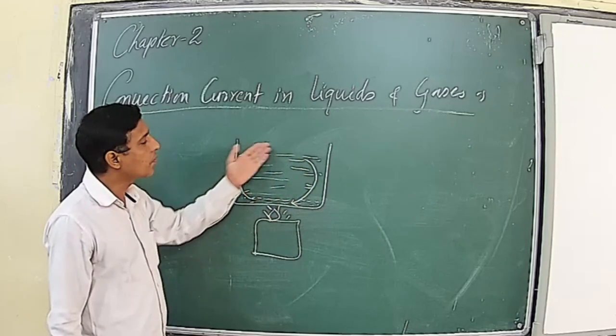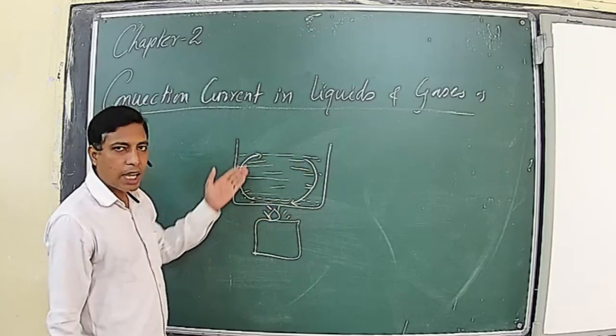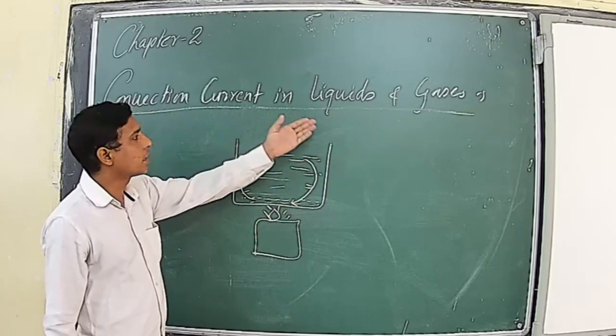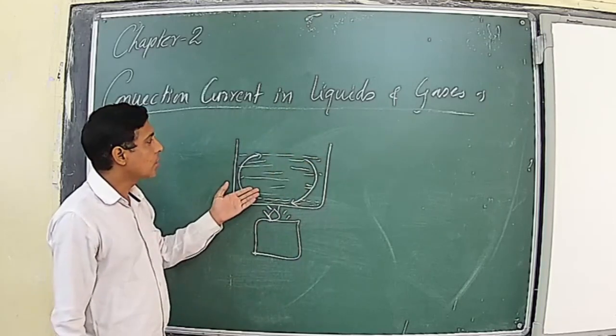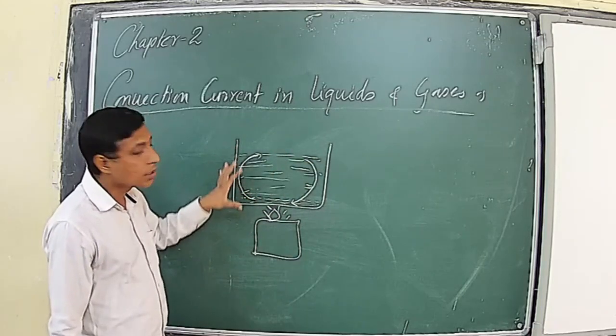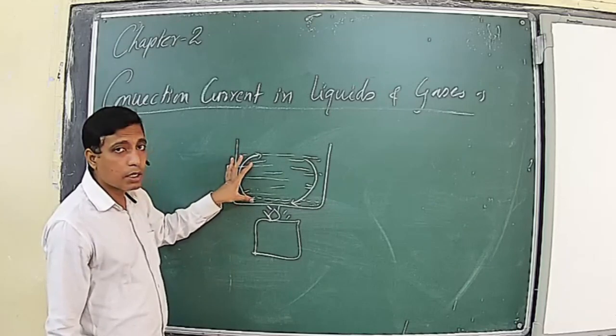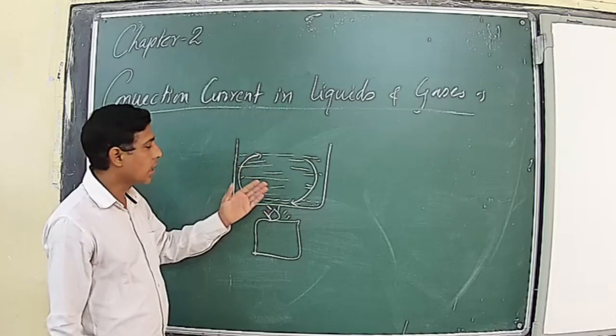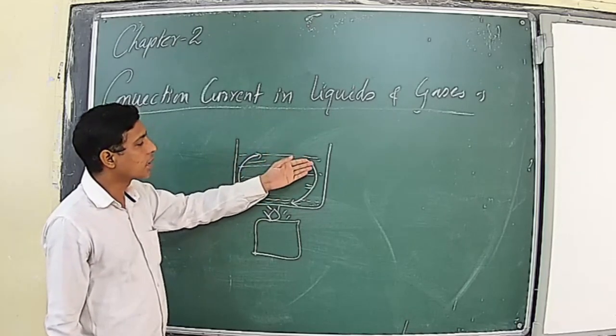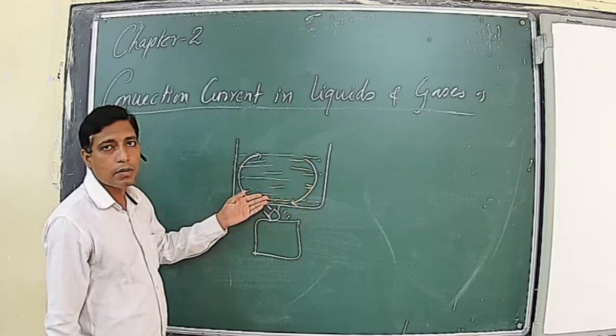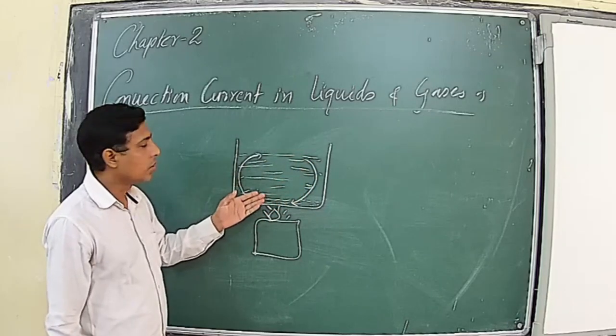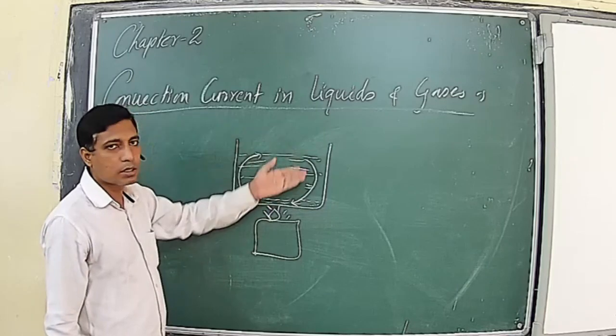This movement of liquid or gases is known as what? Convection current in liquids and gases. This happens because of the difference in the density of two layers present in a liquid or gas. The lighter one will rise in the upward direction and the space will be occupied by the next layer of denser liquid or gas. So as a result, a continuous movement is taking place.